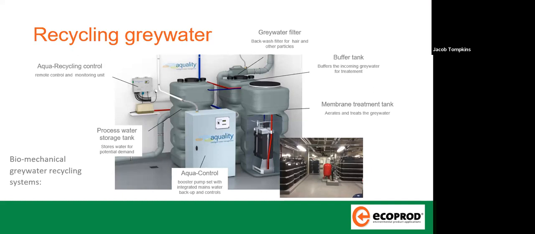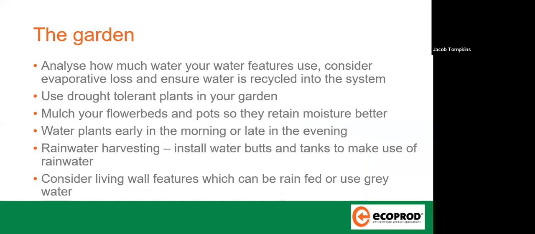Because with greywater, you'll save not only on water use, but also on wastewater use. So there are, as you can see, lots of different forms of greywater. And then the garden. This is something that businesses don't often think of. Most businesses probably say, well, we don't have a garden.